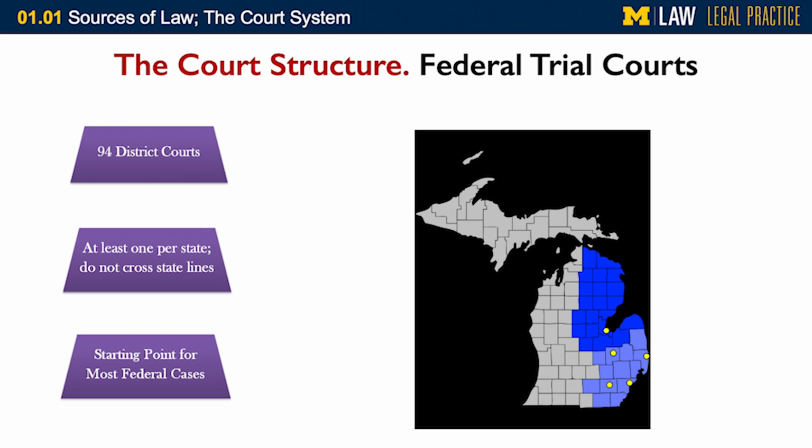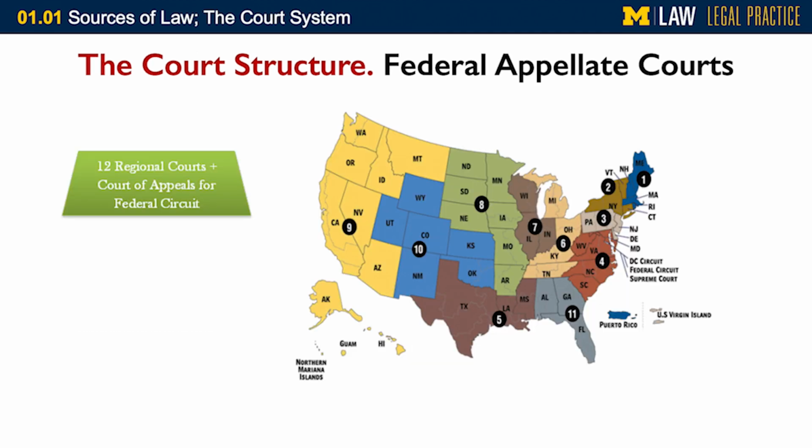As you can see by the graph here, Michigan has 2 district courts, the Western District of Michigan and the Eastern District of Michigan. The district courts represent the starting point for most federal cases. If litigants are unhappy with the decision of the district court, they have the right to appeal. Those appeals are heard at the federal appellate courts, called circuit courts. There are 12 regional circuit courts, and they're referred to by number, like the First Circuit, the Second Circuit, and so on. And you can see some of those numbers here on the screen.